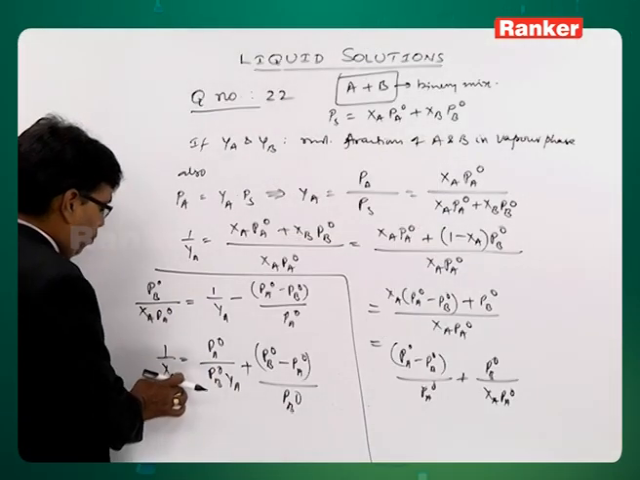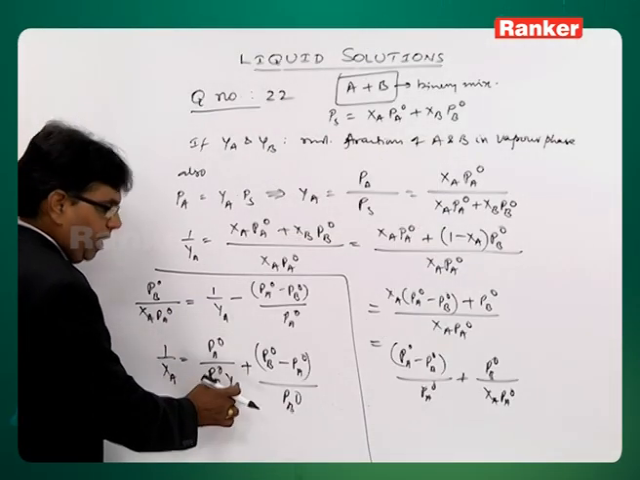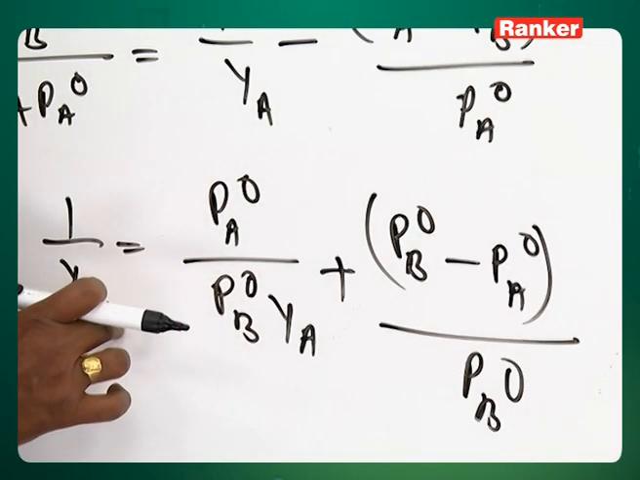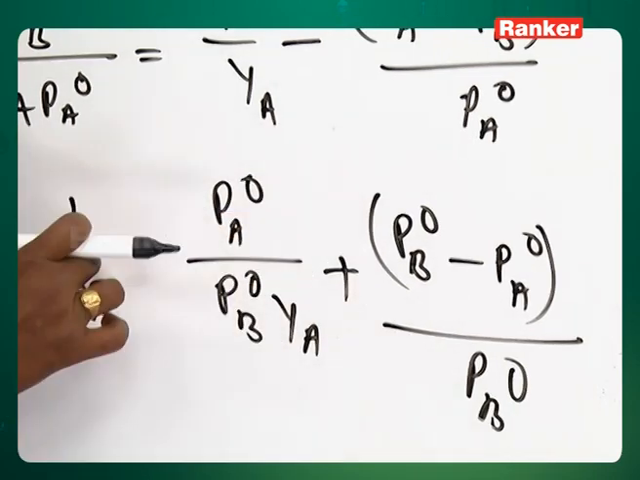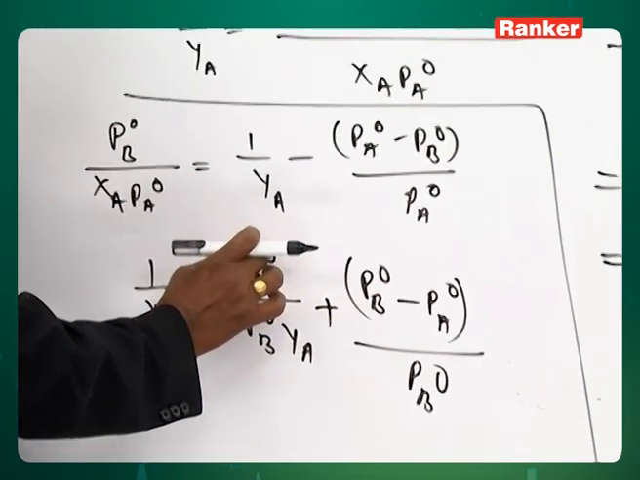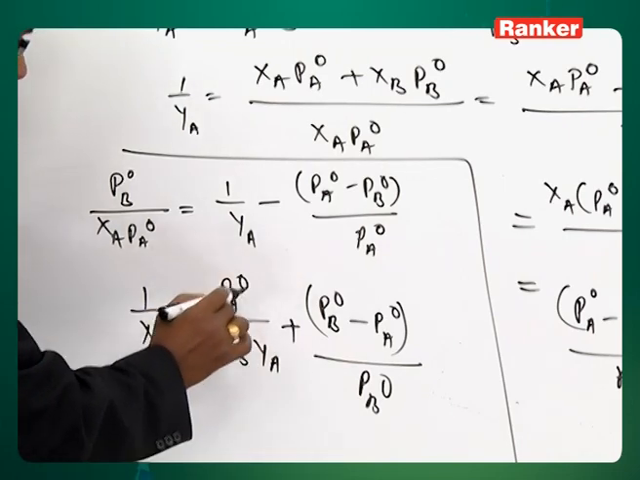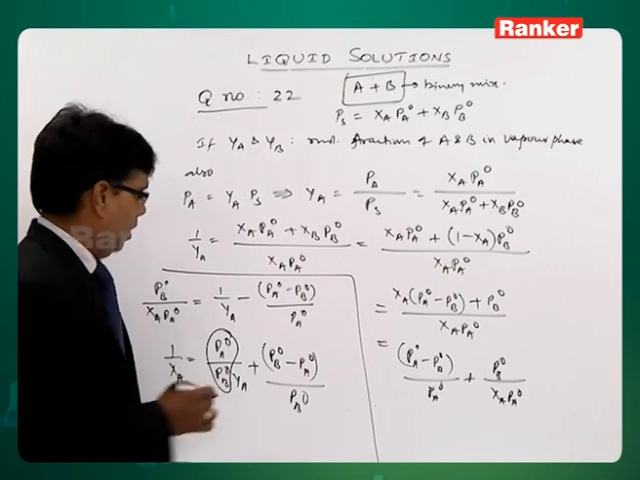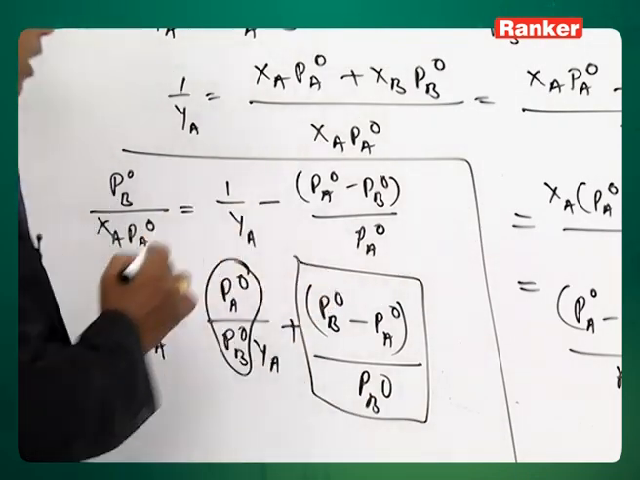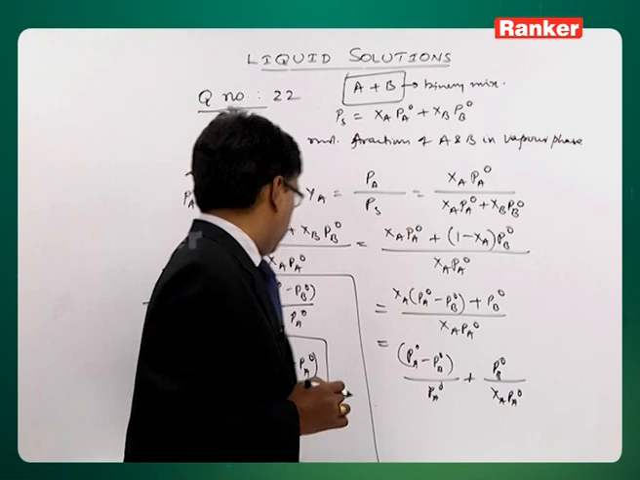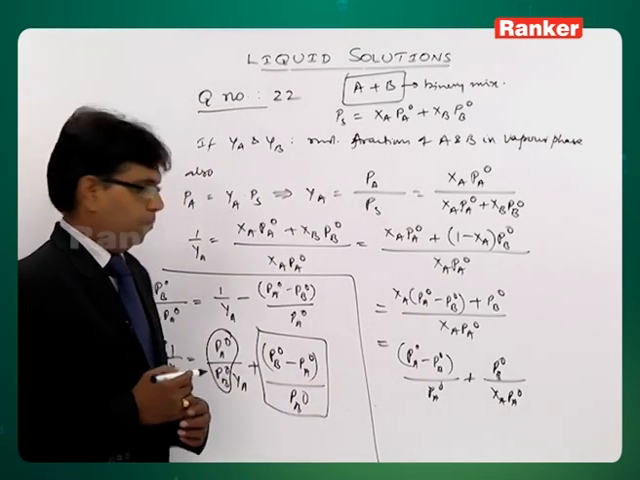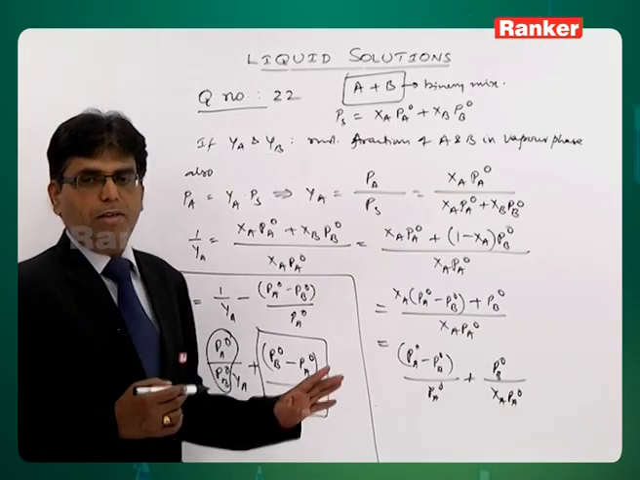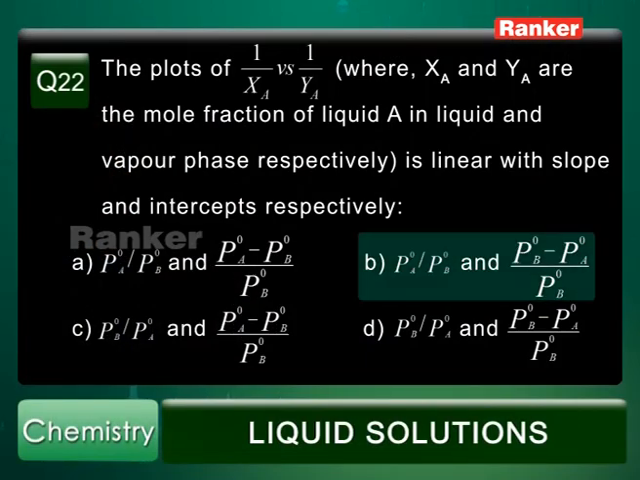So, this is 1 by XA versus 1 by YA. It is y equals mx plus c, so this is y-like and this is x-like. We take 1 by XA versus 1 by YA, so the coefficient of x is m. So, Pa naught by Pb naught becomes the slope and the other term becomes the intercept. The slope is equal to Pa naught by Pb naught and the intercept is equal to Pb naught minus Pa naught by Pb naught. So, the correct answer is option B.